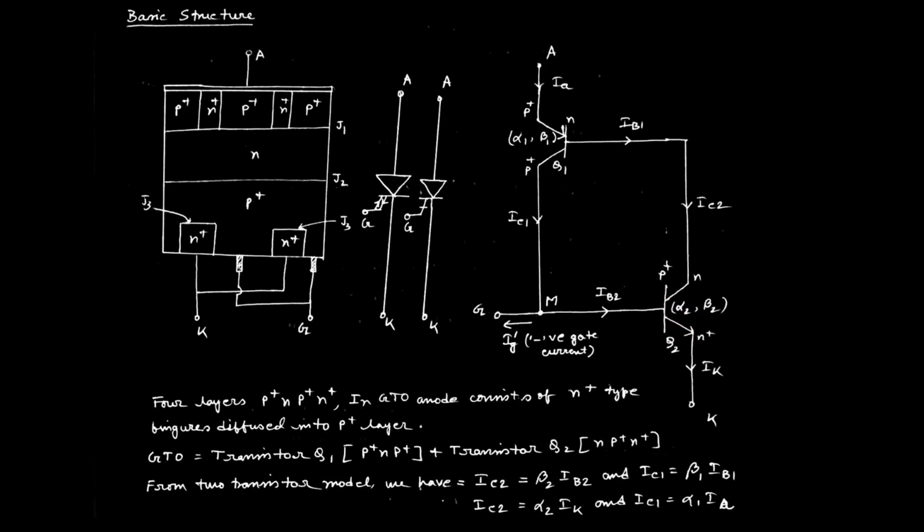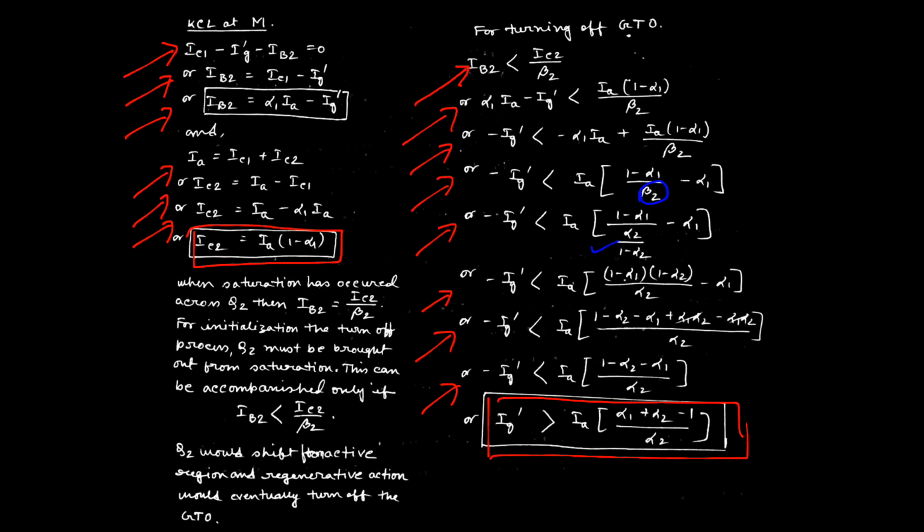So this expression is very important to understand, in which it is well defined that IG dash must be greater than IA. Then the total hole injection is taken out from the device to the gate. That is why no current is entering the cathode. We can say the switch is in the off state. So in this way we can explain the actual turn-off process of the GTO by using the two transistor model.